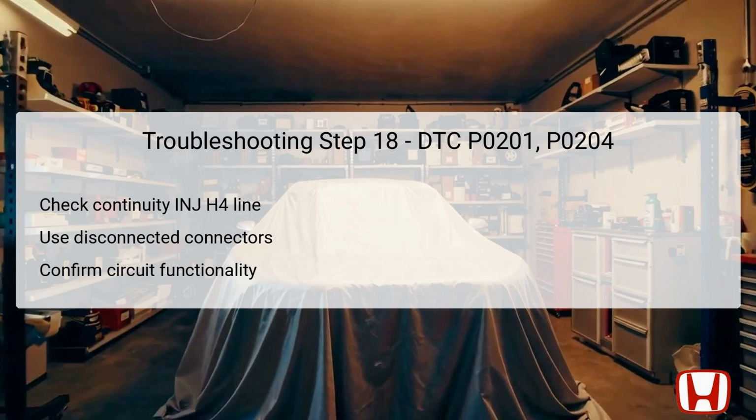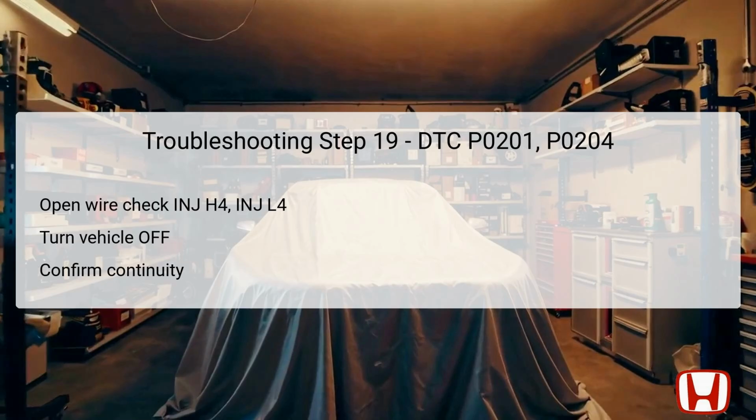In Step 18, the attention shifts to checking continuity of the INJH4 line. You'll need to ensure specific components are disconnected and maintain the vehicle in the off mode during testing. Measure for continuity between specified test points. If continuity is present, it indicates the INJH4 wire is healthy. Conversely, a lack of continuity will point to an open circuit that must be addressed. This aspect of testing is vital for ensuring efficient fuel injector function, as any failures could lead to engine performance issues and error code persistence.